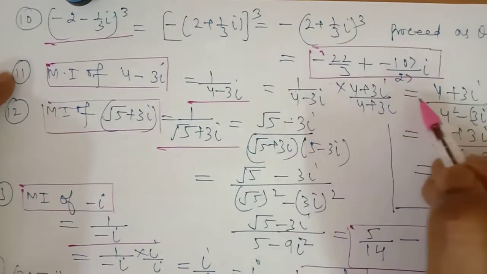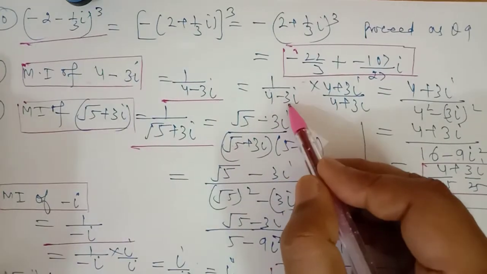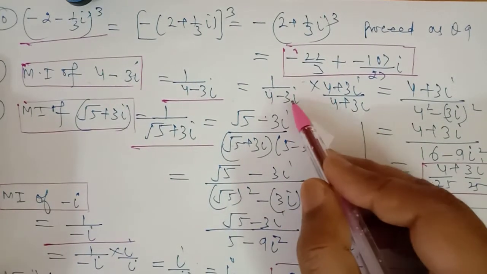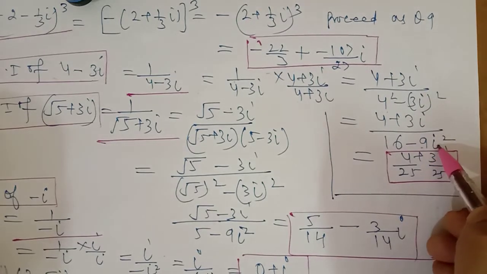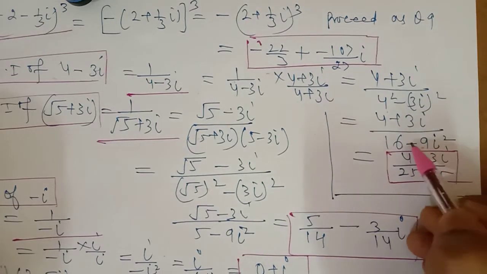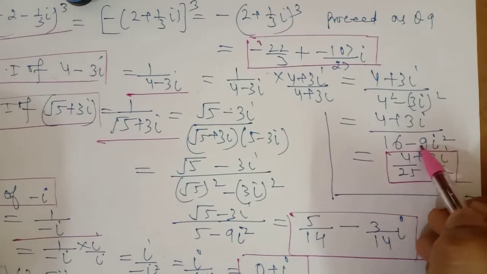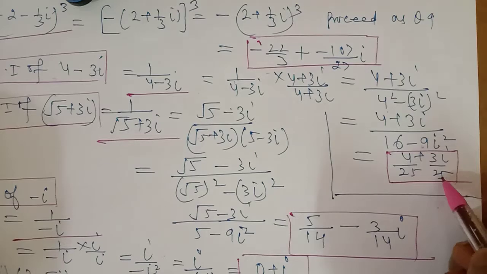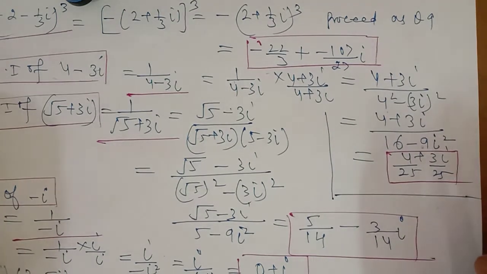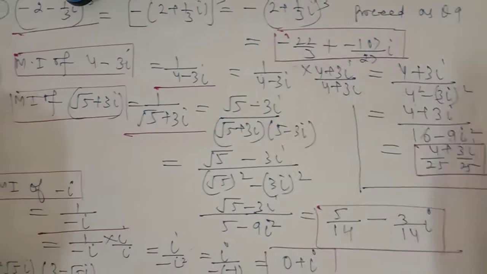So 1 into this is 4 plus 3i, and by the a minus b, a plus b formula, the denominator is a square minus b square. I square you will get in the denominator, which is equal to minus 1. So 16 plus 9 comes out to be 25. So 4 upon 25 is the real part, and 3 upon 25 will be the imaginary part of this complex number. So you have to simplify and always write the answer in the a plus ib form.